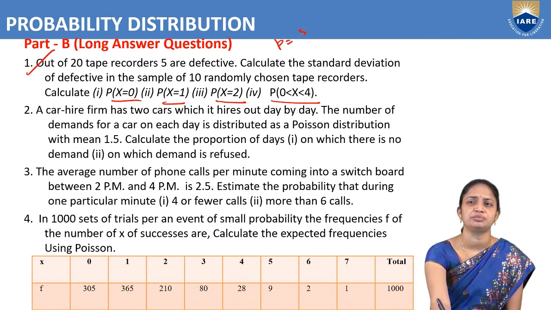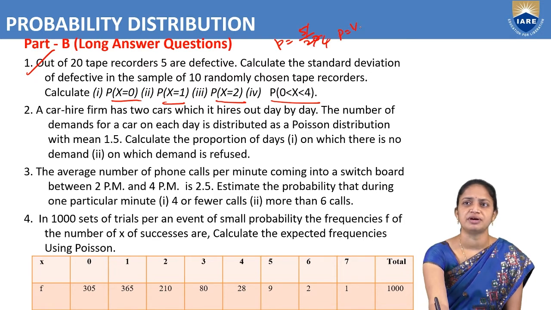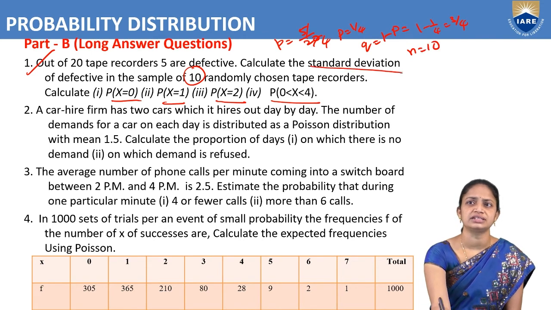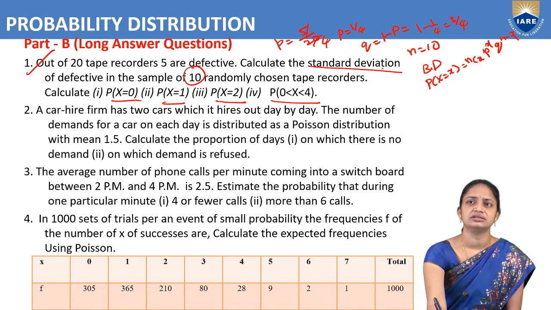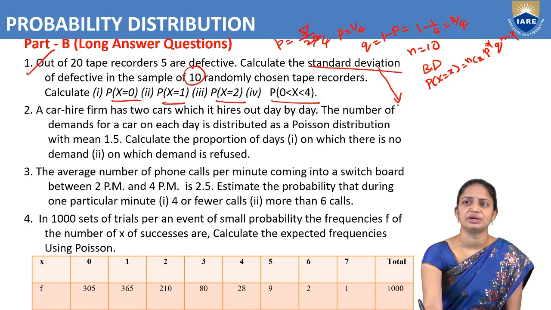Here they have given 5 out of 20, that means P equal to 5 by 20, that is 1 by 4. So P is 1 by 4. We know that Q is 1 minus P, that is 1 minus 1 by 4, that is 3 by 4. And the N value is 10. Here I am using the binomial distribution formula: P of x equal to NCx, P power x, Q power N minus x. And the standard deviation of the binomial distribution is the square root of NPQ.